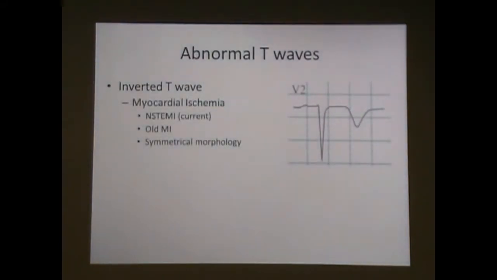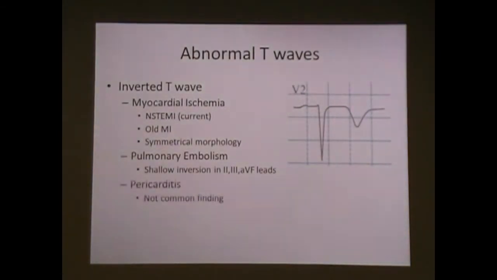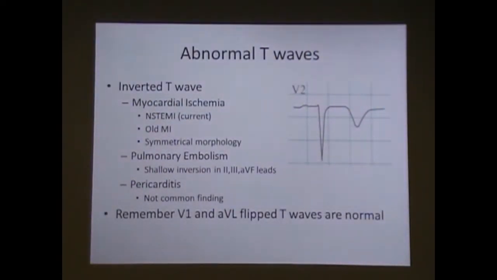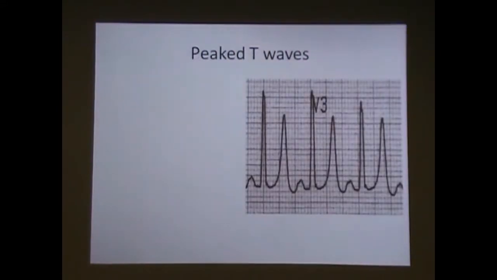Inverted T waves can be the result of myocardial ischemia, non-STEMI, possibly an old MI. Okay. It can also be, again, we're talking about that S1Q3T3. It can be indicative of a pulmonary embolism. Pericarditis, which is very uncommon. And remember again, V1 and aVL, the T waves are normally flipped.